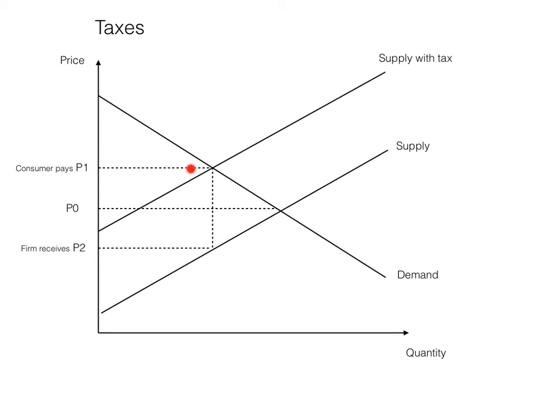The consumer pays a higher price in the market, but the firm receives that and gives this much over to the government, so therefore they end up only receiving P2. So what happens is the old consumer surplus, which was this shape here, gets replaced by the green triangle. So the consumer surplus has gone down, and it goes down by this shape here.